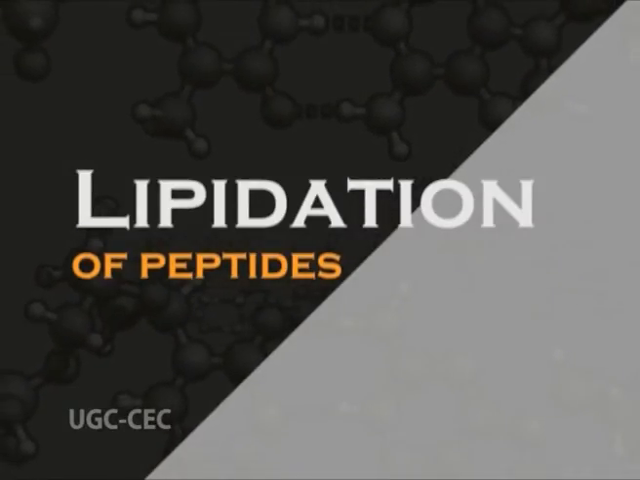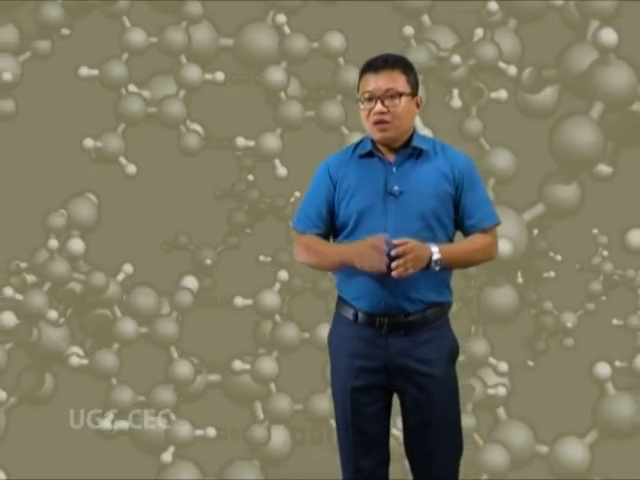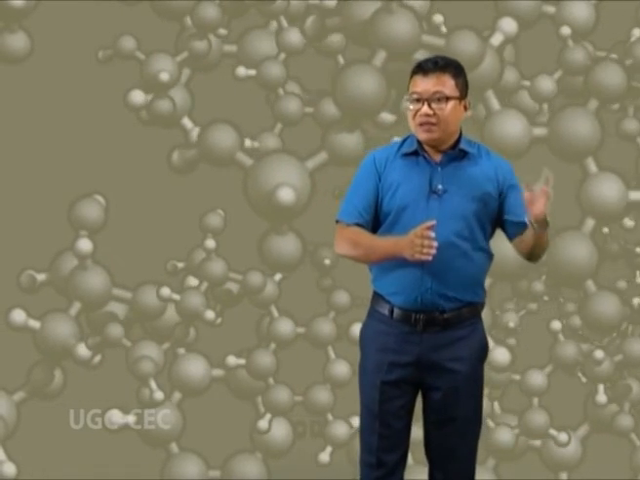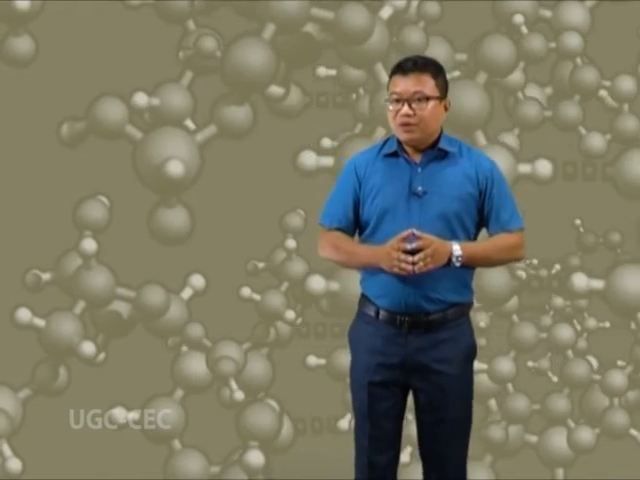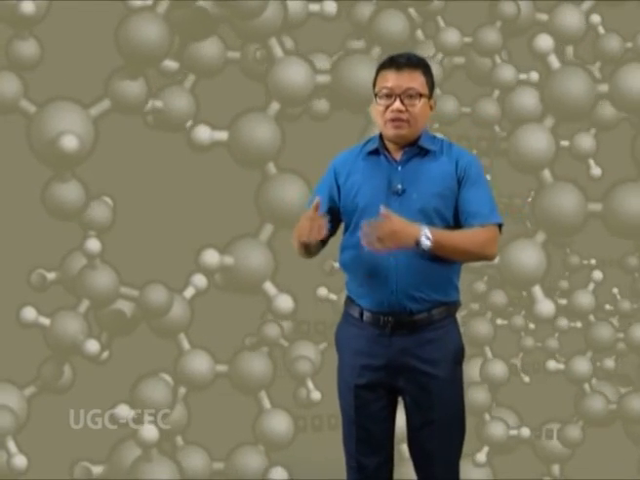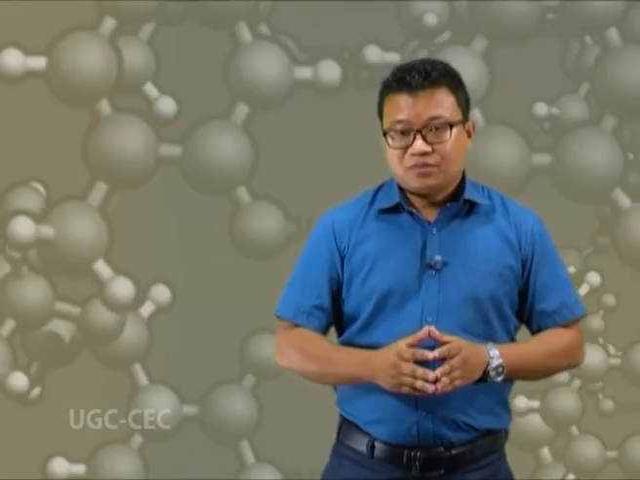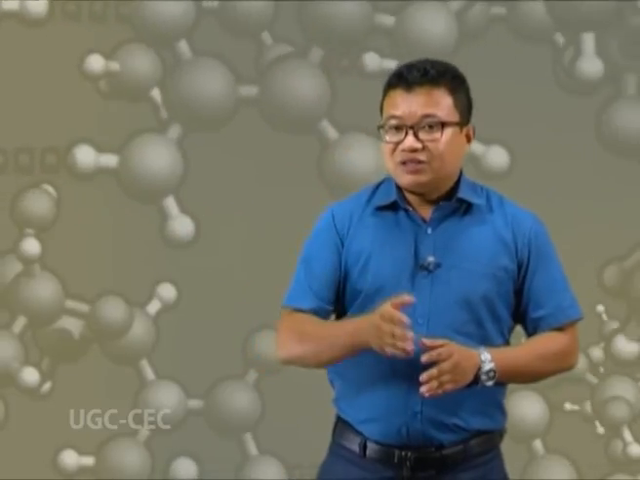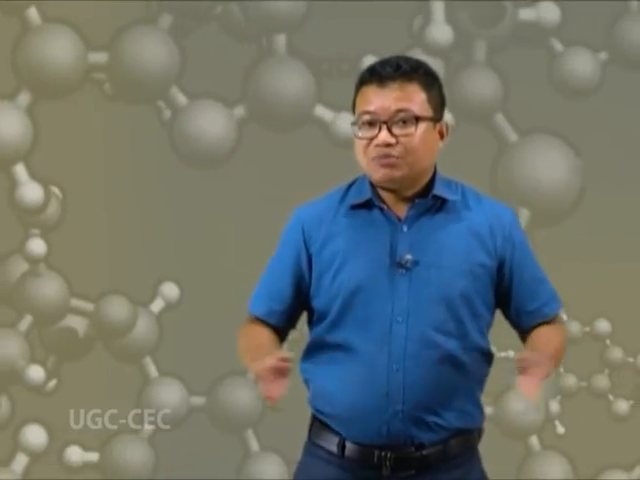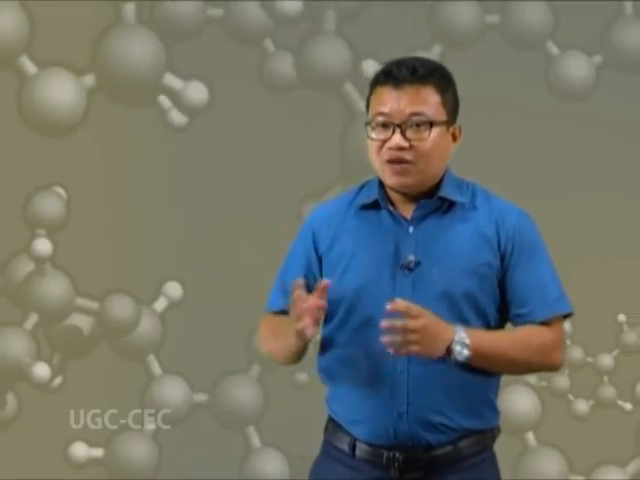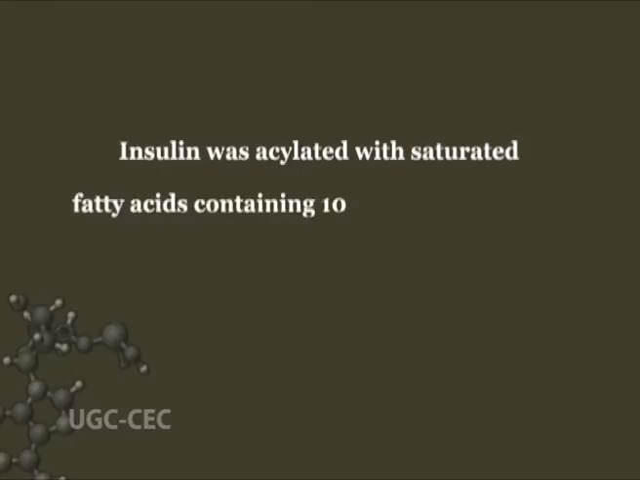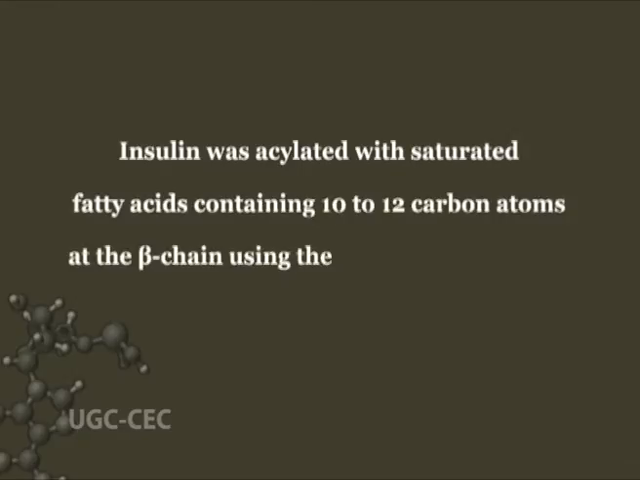Lipidation of peptides. In general, the half-life extension of peptides by lipidation is obtained by an increased binding to albumin, which is the most abundant protein within the extracellular fluid. Human serum albumin is a fundamental carrier of non-esterified free fatty acids as well as multiple other endogenous ligands and drugs in the blood. Here, insulin was acylated with saturated fatty acids containing 10 to 12 carbon atoms at the beta chain using the epsilon group of the lysine.